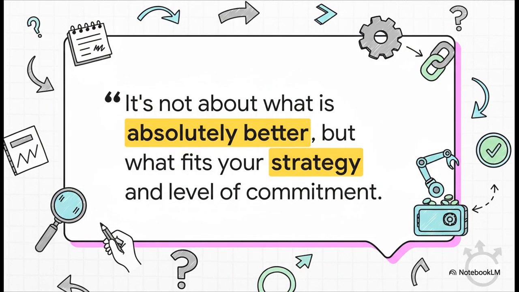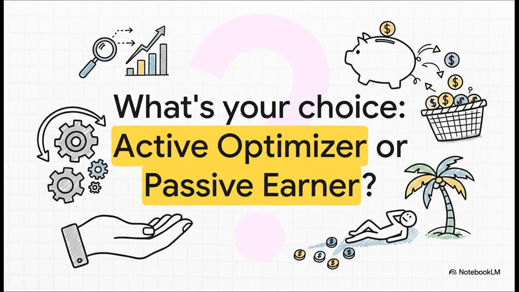And that really brings us to the single most important takeaway from all of this. There is no single best answer here. It's not about which method is better on paper. The only thing that matters is which model fits your personal strategy, your tolerance for risk, and your level of commitment. So I'll leave you with that question to think about. Now that you've seen both sides of the coin, what's your path? Are you the hands-on active optimizer, or are you the hands-off passive earner? The choice is all yours.